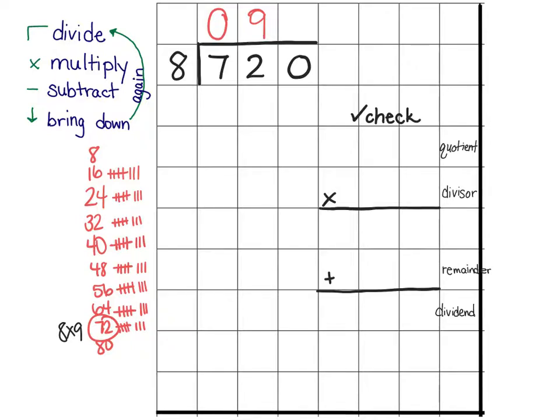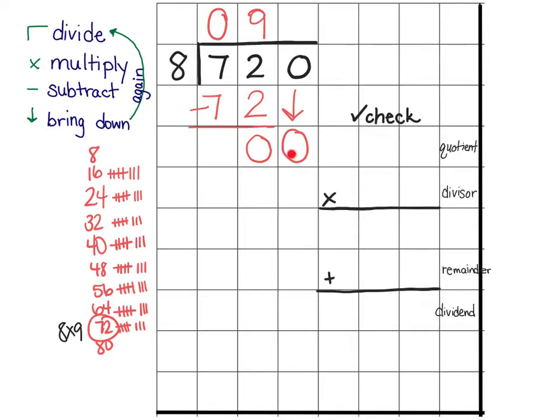Now that we have divided, let's multiply. 9 times 8 is 72. Now we need to subtract 72 minus 72 equals 0. Now that we've subtracted, we need to bring down 0. We have 0, 0. Do not think this is the end because we still have a blank space up here.